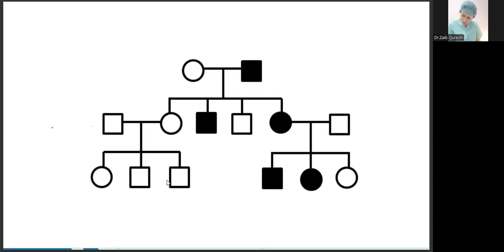While you're diagnosing this chart, I am reading the question. Affected means disease, not carriers. Yes, yes, Mr. Affected means showing the disease. For the carriers, we only use this word carrier.